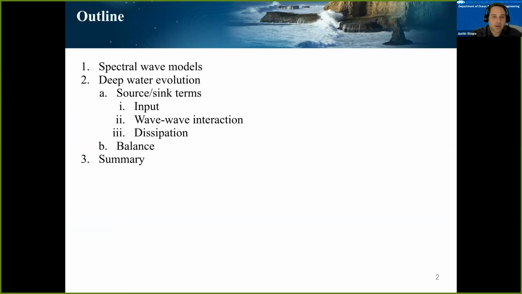So here's an outline of the presentation today. I'll give a quick introduction of spectral wave models, and then I'll get into the guts of the presentation, which is about deep water wave evolution, and I'll talk about the three dominant terms, which I will call source terms, but they're also sink terms, meaning they can add or subtract in the wave equation. So there are three main terms: the first one is input, the second one is wave-wave interaction, and the third one is dissipation. And then I'll give a quick summary about the balance of these terms, because that's actually very important in this wave model. And finally, I'll summarize everything with just one slide.